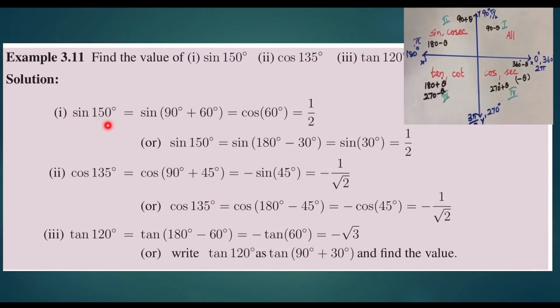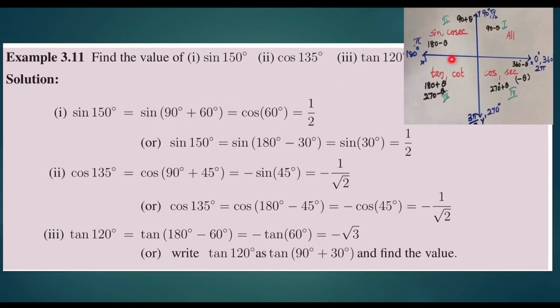First, sin 150 degree. We have to split this according to the known values. So, sin 150 can be written as sin 90 plus 60. If you write it like this, you will know the ratios for sin 60 or cos 60. So, you have to split according to your known ratios. So, sin 90 plus 60.